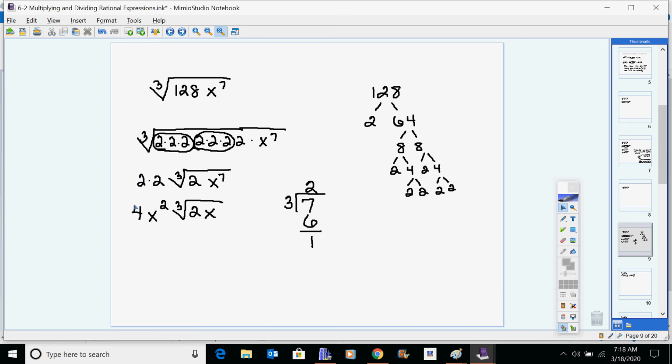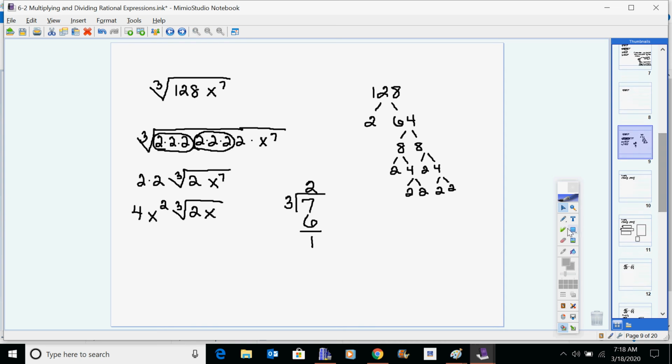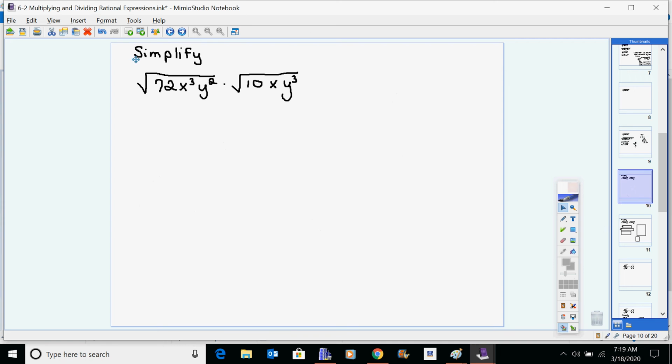Also, the 2 times 2 gets simplified, so in our most simplified form, we have 4x squared times the cube root of 2x. Hopefully you're not finding this too difficult, it's just new. Each math concept, remember, builds on some other things that you know, and you can do this.